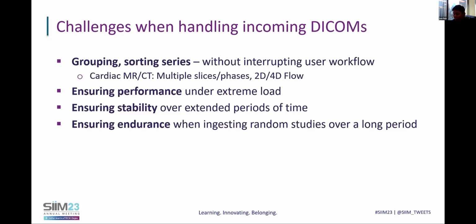For performance, we also have challenges during peak hours when there's very high load. We also need to ensure stability over extended periods of time, because the software may work well for two to three months and then suddenly break. We have to establish a process for that testing, and also for ensuring endurance when ingesting studies in random order and random magnitude. These are all challenges for software performance testing.